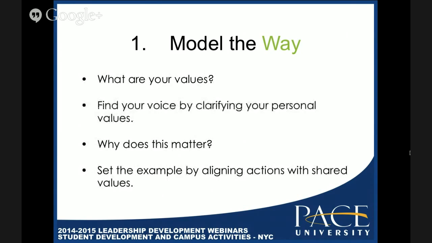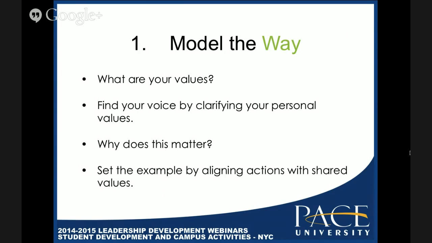Model the way. Each officer should take time to identify their personal values, understand what is important to you in your life, and what you would like to accomplish in your organization. Once you have established your values, then learn about your peers' values and work together to establish the guiding principles of your organization.